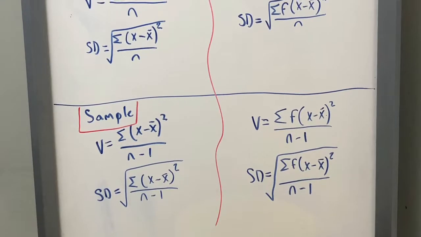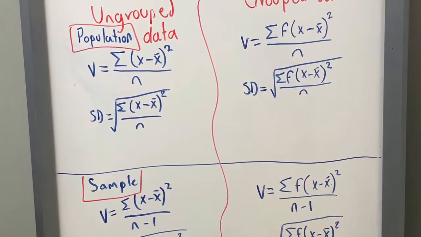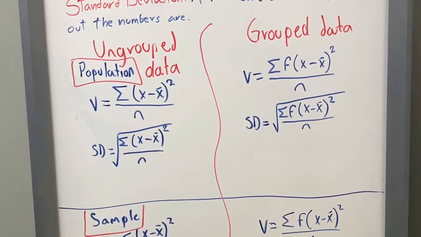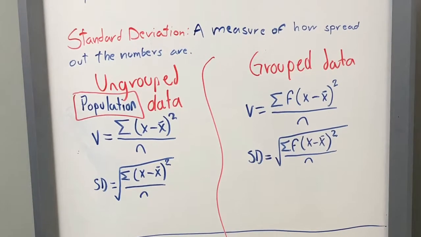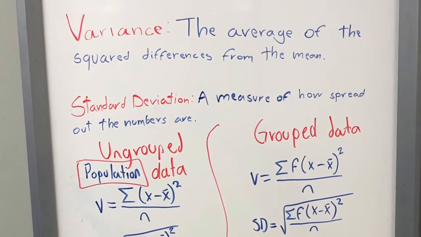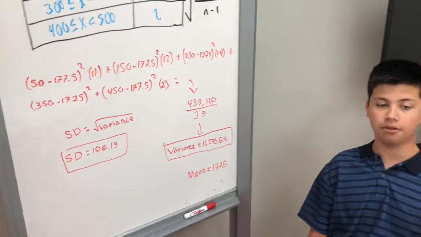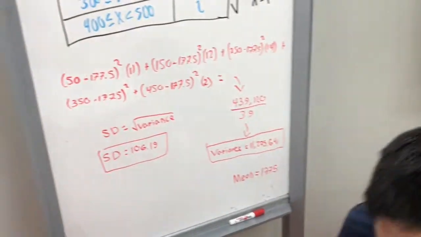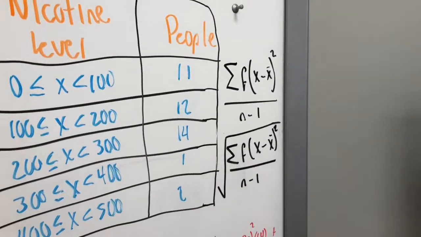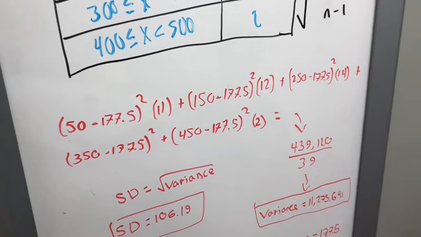The variance is defined as the average of the square difference from the mean, and the standard deviation is a measure of how spread out numbers are. The formula is easy, the square root of the variance. Okay, so now that we have the mean, we are able to get the variance. So we know that the mean is 170.5. We will use that in order to get the variance.